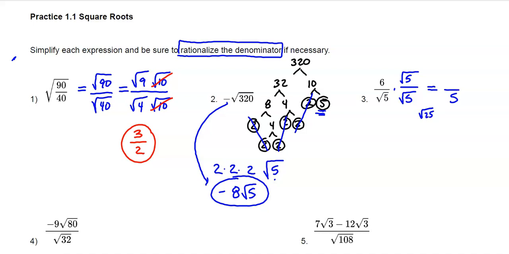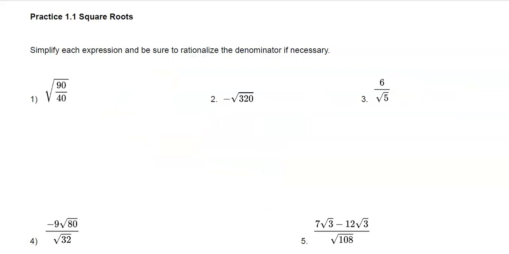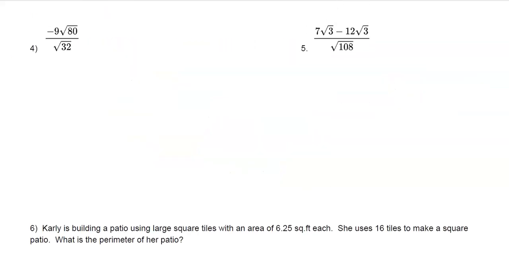And on the top, I just have to smash these together. 6 times radical 5 is just 6 radical 5. Then the last thing I want to look for is to see if I could reduce this 6/5, but I can't. So we are simplified. We are done. All right, moving right down to the next batch here.